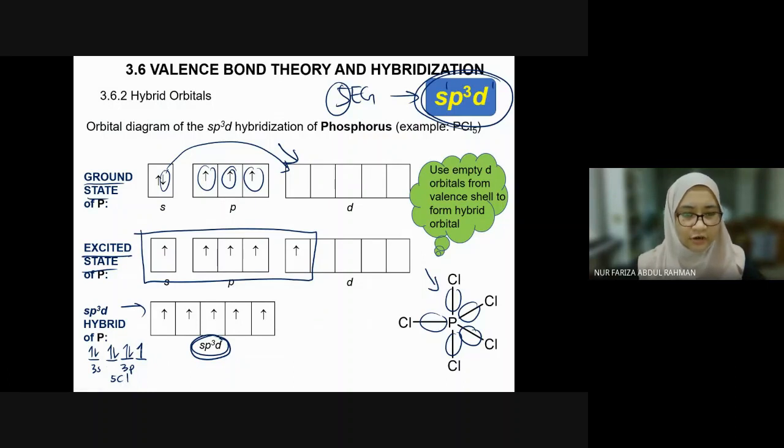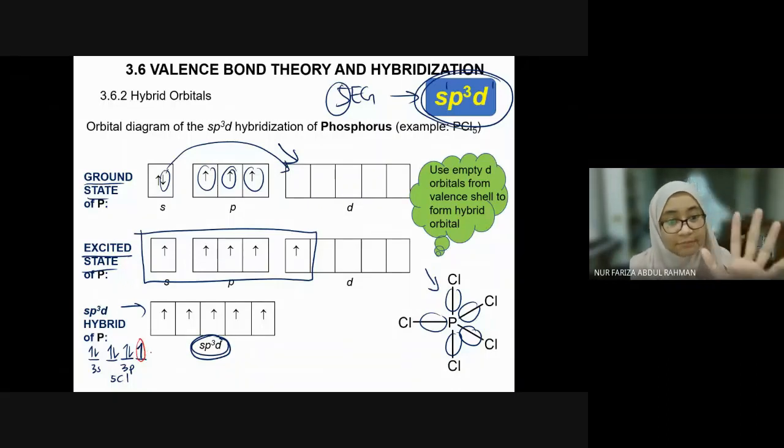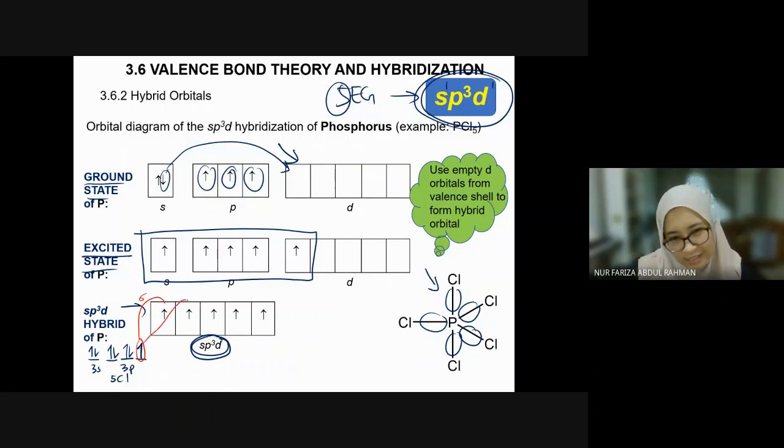This single electron will overlap with the single electron from phosphorus. Let's use another color. Imagine there are 5 of them. It will form a single bond with the first one, so this is sigma, and then the second sigma bond, the third sigma bond, they combine, they overlap. This is also sigma. And actually we have to do all 5 chlorines.